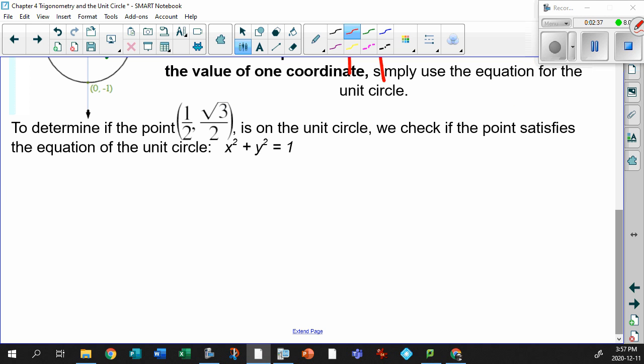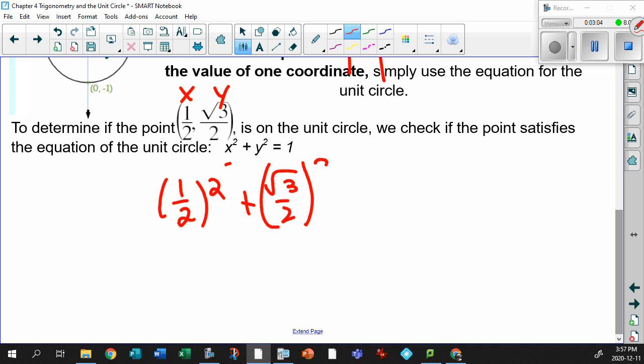Look at this. Take a look. To determine if this point right here is on the unit circle, we check to see if it satisfies this equation, x squared plus y squared equals 1. So let's put it in there. You know that this coordinate right here, there's the x coordinate. There's the y coordinate. Chuck it into the formula. See if it works. Watch. 1/2 squared plus root 3 over 2, all squared. I hope this equals 1.